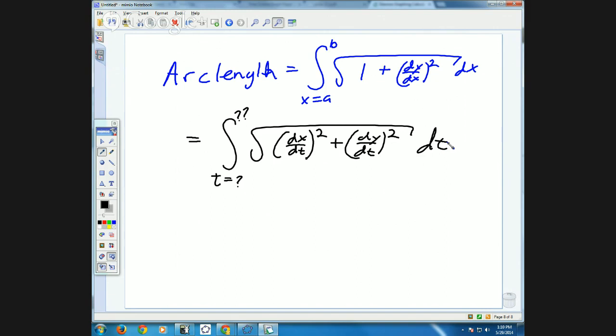Now we need the polar version. What could we use to come up with the polar version? You guys know the answer to this. What have we been using to relate rectangular stuff to polar stuff? Zach? Yeah, y equals r sine theta and x equals r cosine theta.